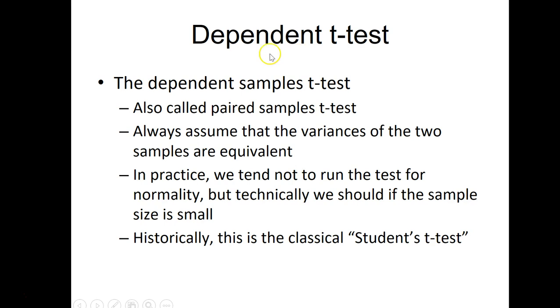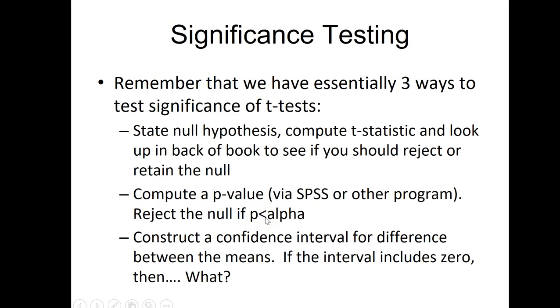The dependent t-test, on the other hand, is also called the paired samples t-test. And this one, we always assume that the variances are the same. And we tend not to run the test for normality, or the Kolmogorov-Smirnov test. But we probably should if the sample size is small. And by the way, you may want to know that when Mr. Student, not his real name, first did the t-test, this is the test he did, the dependent samples t-test.